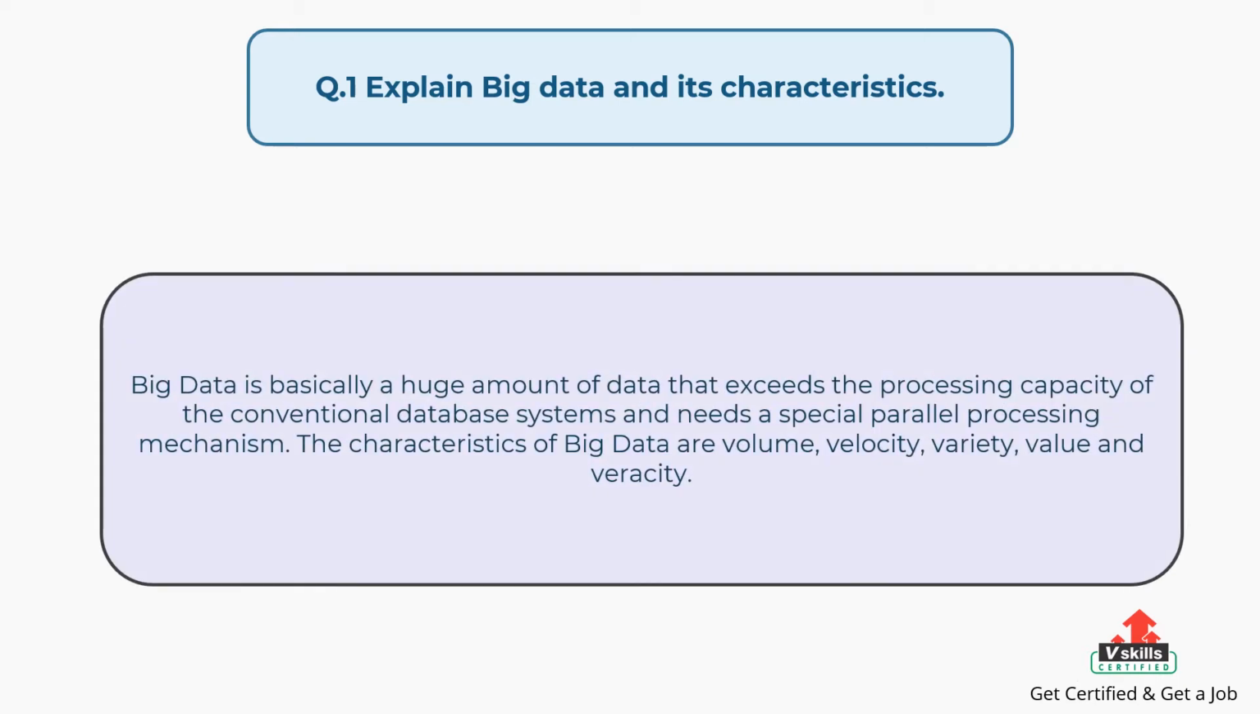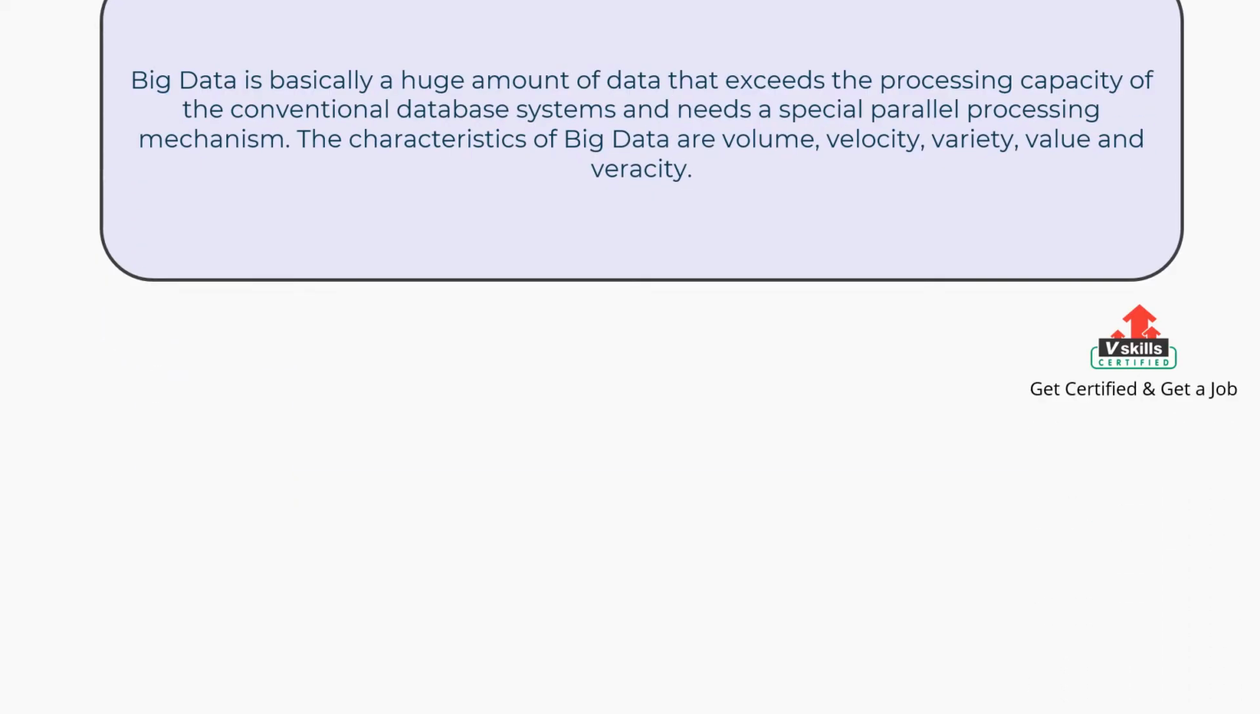The answer is, Big Data is basically a huge amount of data that exceeds the processing capacity of the conventional database systems and needs a special parallel processing mechanism. The characteristics of Big Data are volume, velocity, variety, value and veracity.